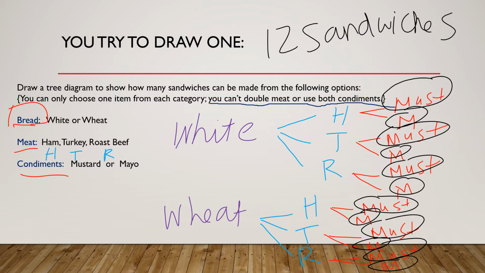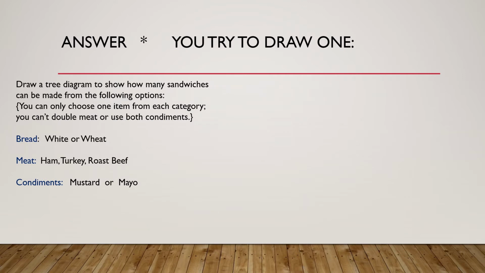As you can see, this can be a lot of work depending on how many options we have. Like if we had white, wheat, and then maybe a pita bread or a flatbread, then we'd have 6 more options to write down. So this, in some cases, can be a lot more work than another way that we're going to learn today. So I already gave you the answer on that, so we'll just skip through this. This was 12 sandwiches.